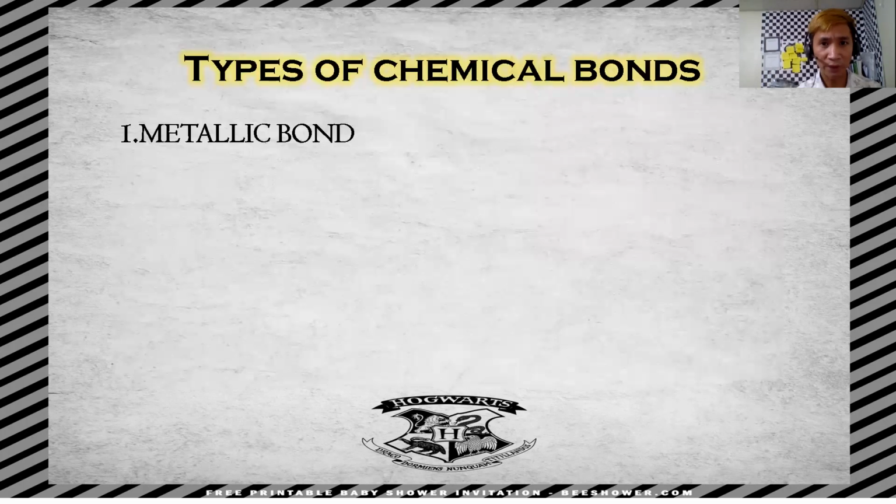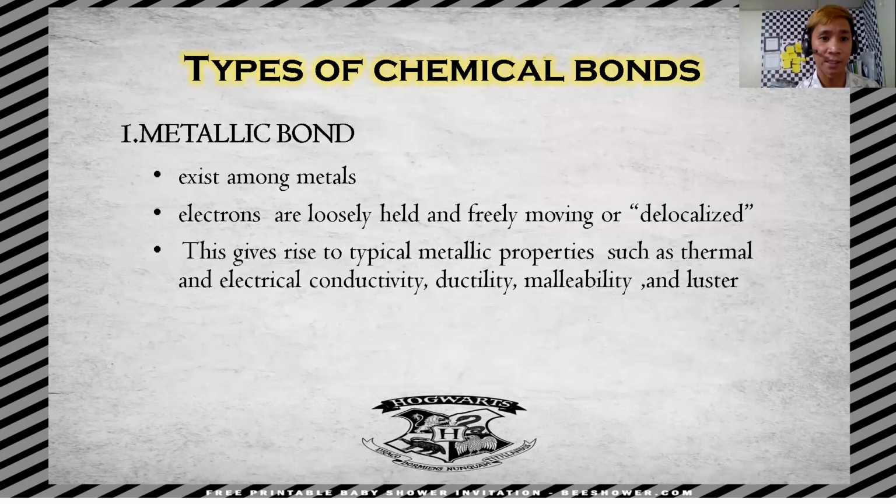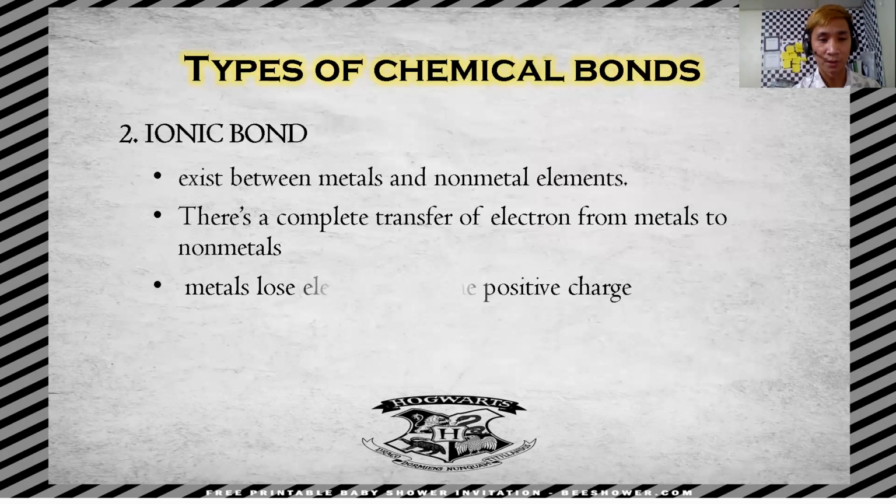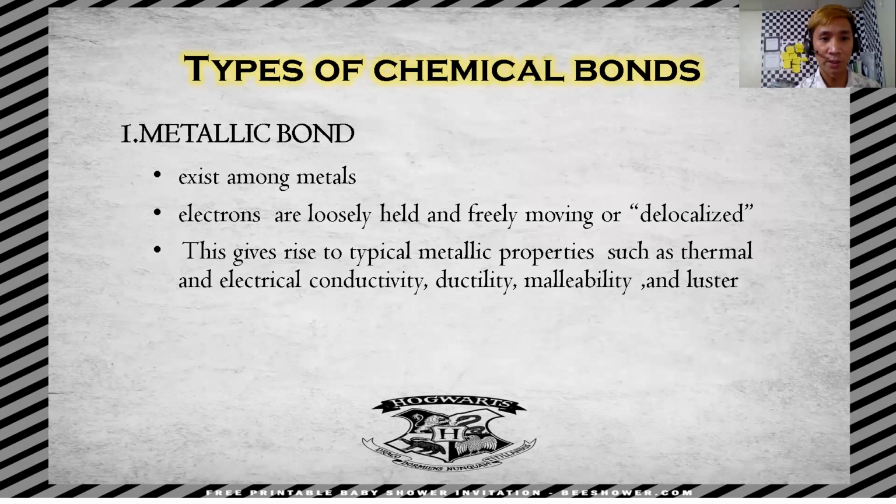Okay, now there are different types of chemical bonds. We have metallic bonds that exist among metals. One of the characteristics of this is that it has delocalized electrons. Wala pala yung illustration doon. Hold on. In the metallic bond, as mentioned, there are delocalized electrons, which give them the ability to conduct electricity and heat. So it typically has metallic properties such as thermal and electrical conductivity, ductility, malleability, and luster. So that is the metallic bond that exists among metals.